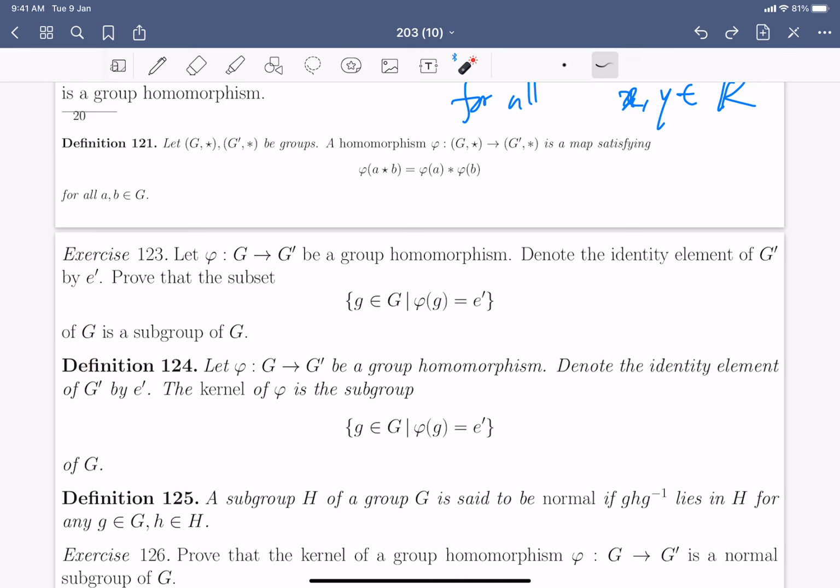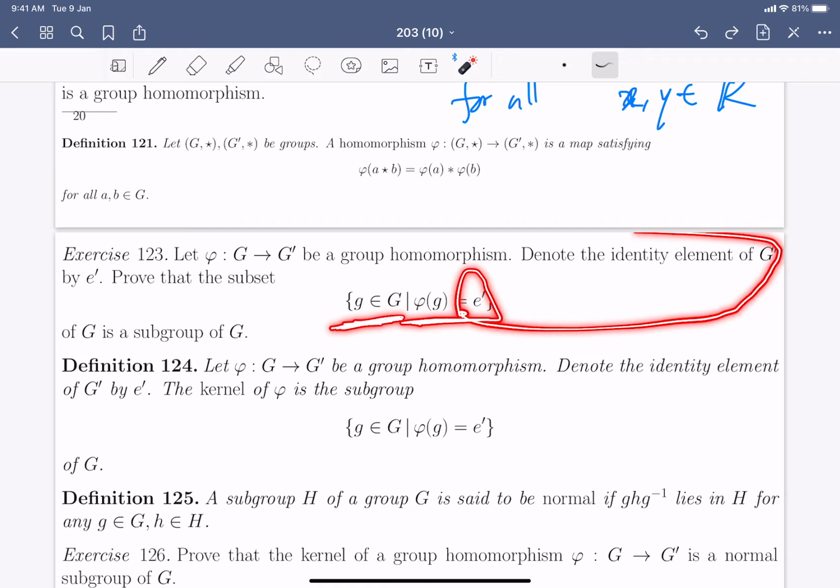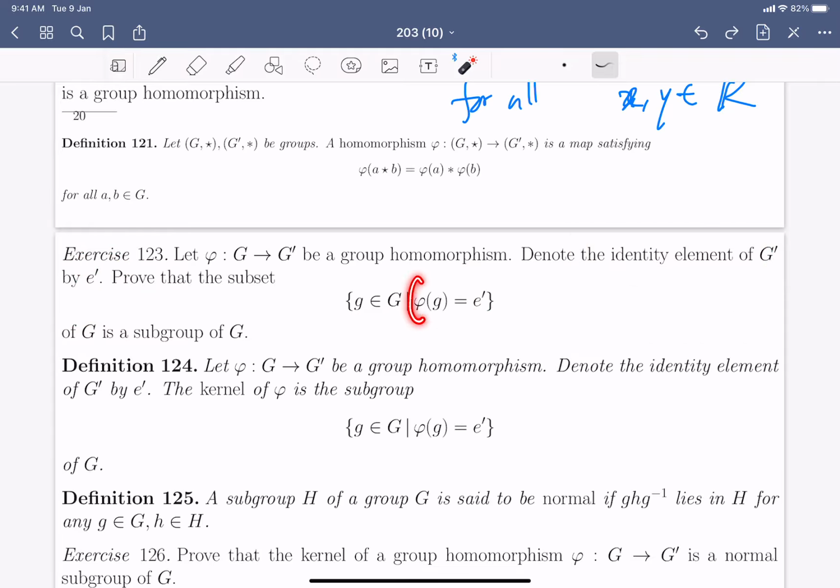So this exercise 123 says that if you have a group homomorphism phi from a group G to G prime, then look at all the elements g in G which are mapped to the identity element of G prime. Here e prime is the identity element of G prime. So we denote the identity element of G prime by e prime, and then we look at all elements of G that are mapped by phi to e prime.